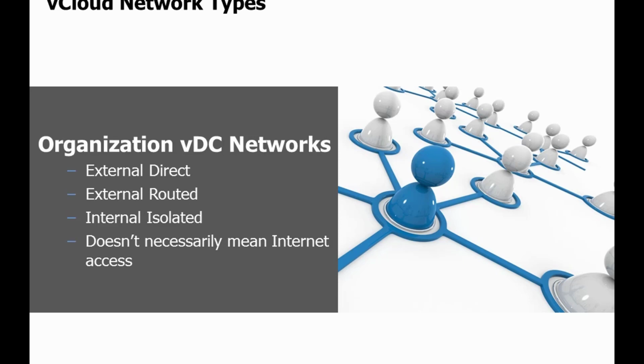That's kind of confusing. So the real reason for that is anything with the word external for an org VDC network means it's talking to the external network. That's it. Org network talks to external network. So we call it an external org network. And I'll show you some examples and we'll go over these three different types.